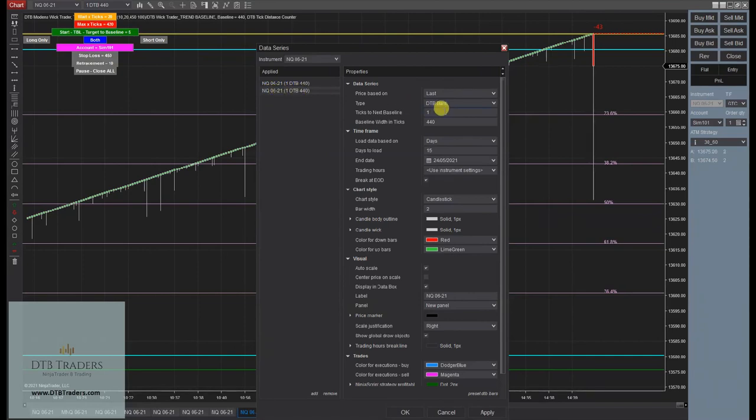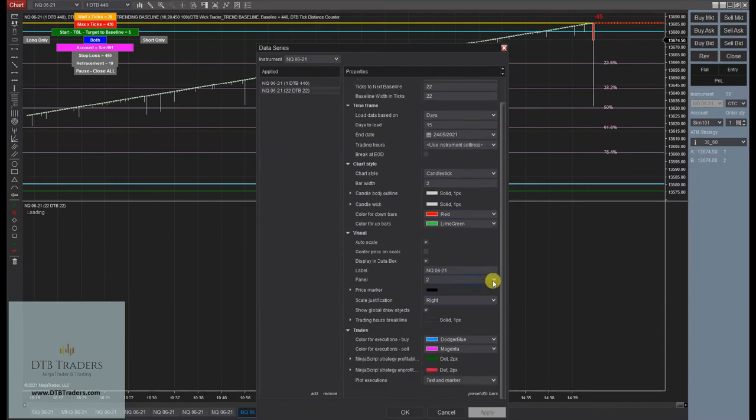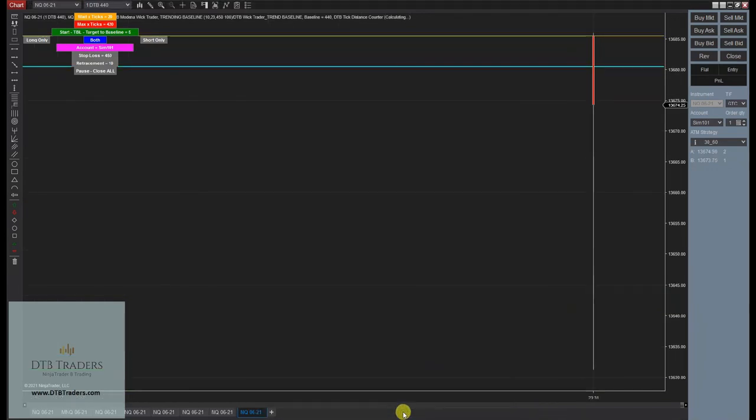So I'm going to just put in a 22 and a 22 and load that on the chart. I'm going to make it the same panel. Apply that. Give that a second to load.